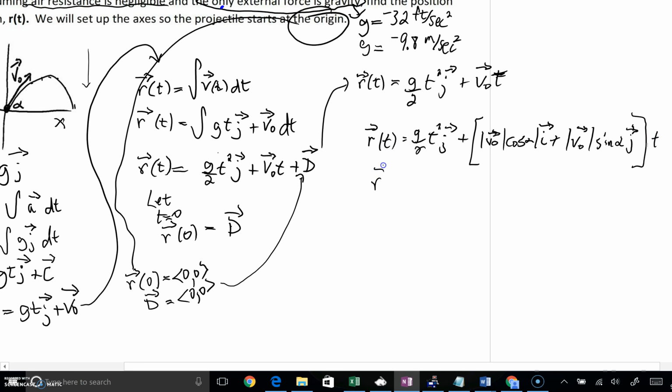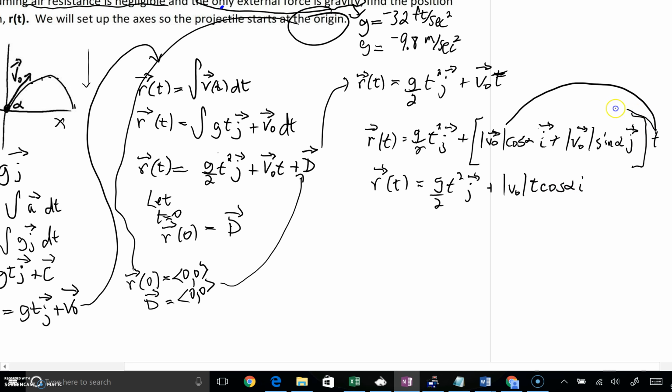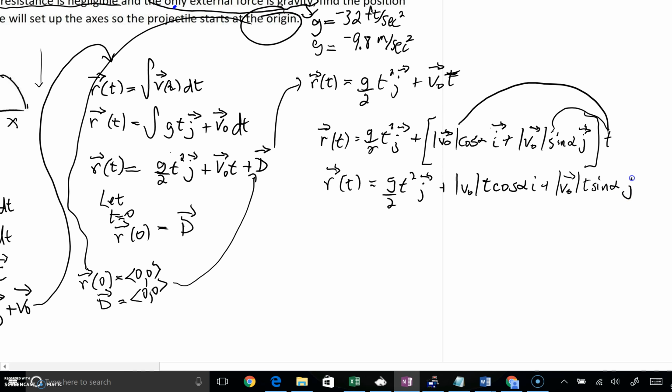And of course, if we were to just pull this all together, we're really painstakingly breaking this down. But we've got g over 2 t squared j. If I distribute my t, I'm going to put the t right in between here. And this is going to be the cosine of our alpha, and then we'll have i. I'm going to distribute the t right in here, and we'll say plus the length of v naught t sine of alpha, and then we'll have vector j.